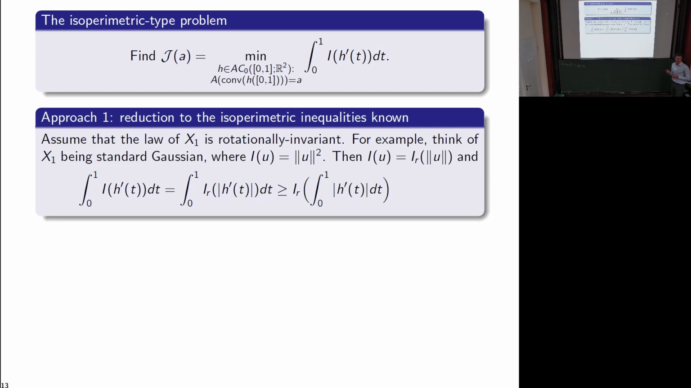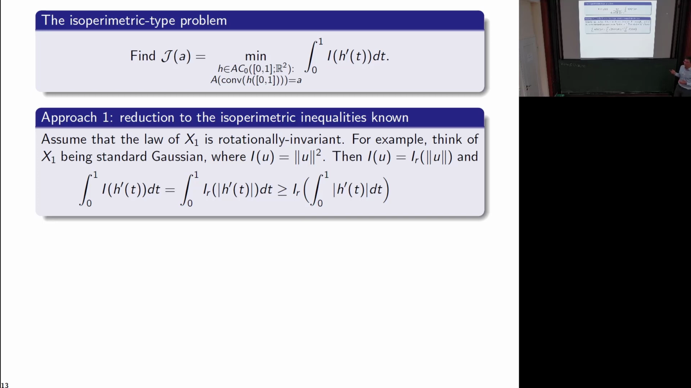Any questions so far? Okay, so there are two approaches. One is more or less straightforward, and the other one is more tedious. I'll quickly go through the first approach just to show you some results, so you have an idea about the minimizers. First, we try to minimize this integral of this unusual isoperimetric problem, trying to relate it to something more usual. Let's reduce it to some known isoperimetric inequalities.